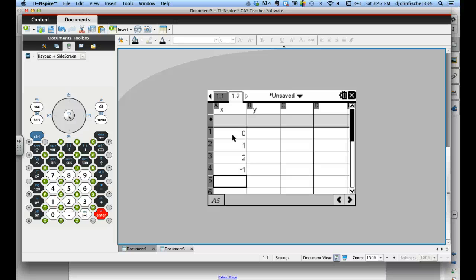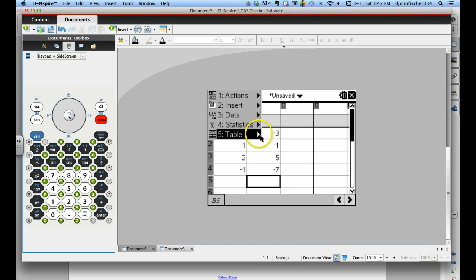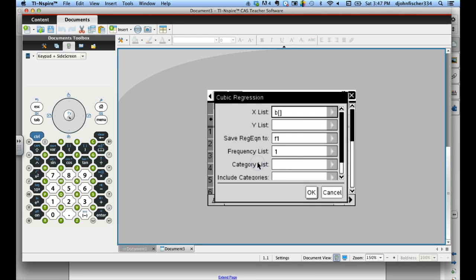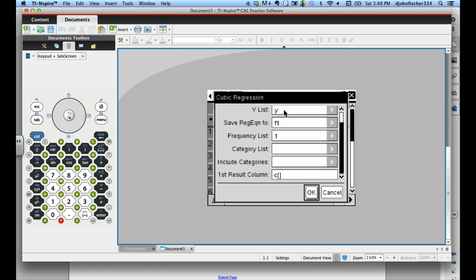Now we put in the y coordinates that correspond to these points: 0, negative 3, negative 1, 5, negative 7. So we get the y coordinates here, and therefore we get our points. Now let's go to our menu. This should be a cubic graph because with 4 points, it's one less, so cubic. We're going to go to a cubic regression. This is going to be x, tab, y, tab down, and say OK.